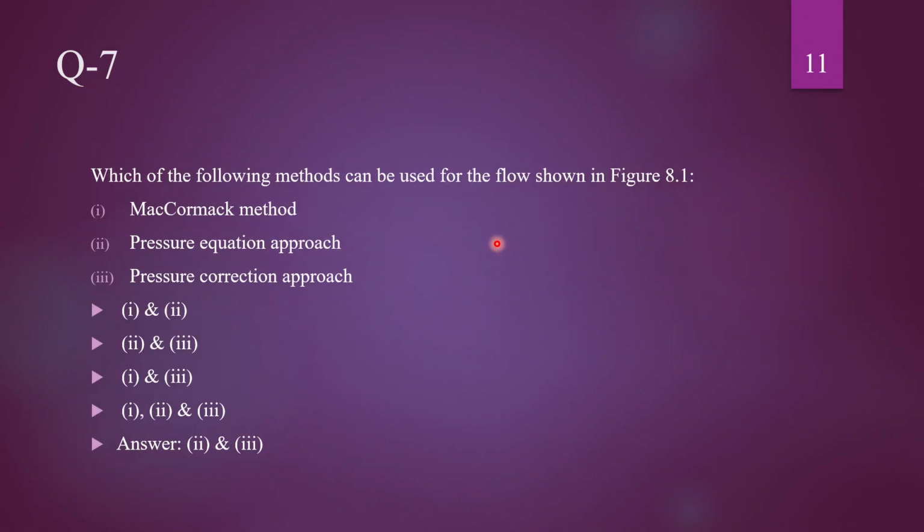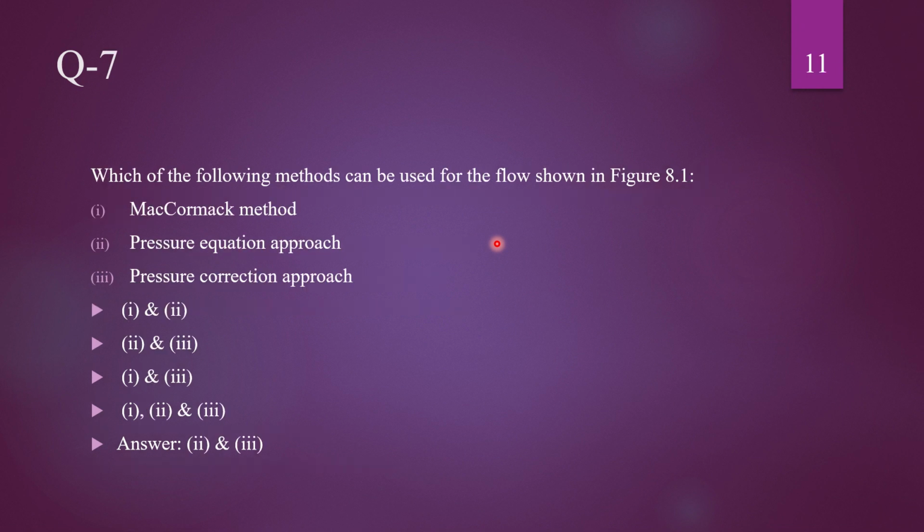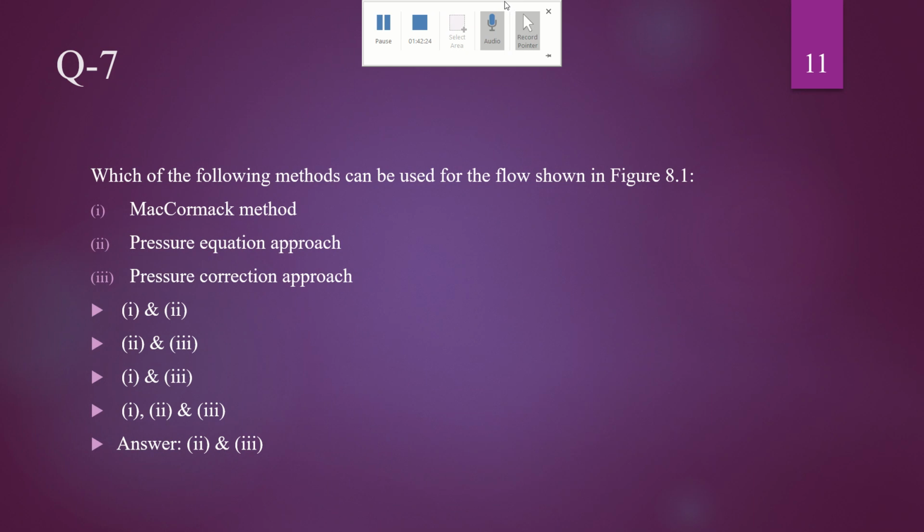And the artificial compressibility method, again it can be used for 3D or steady problems or laminar problems. It can be used, and it was given that in figure 8.1 the flow was incompressible. So the pressure equation and the pressure correction of the flows were to be applied. McCormack method cannot be applied in such cases.